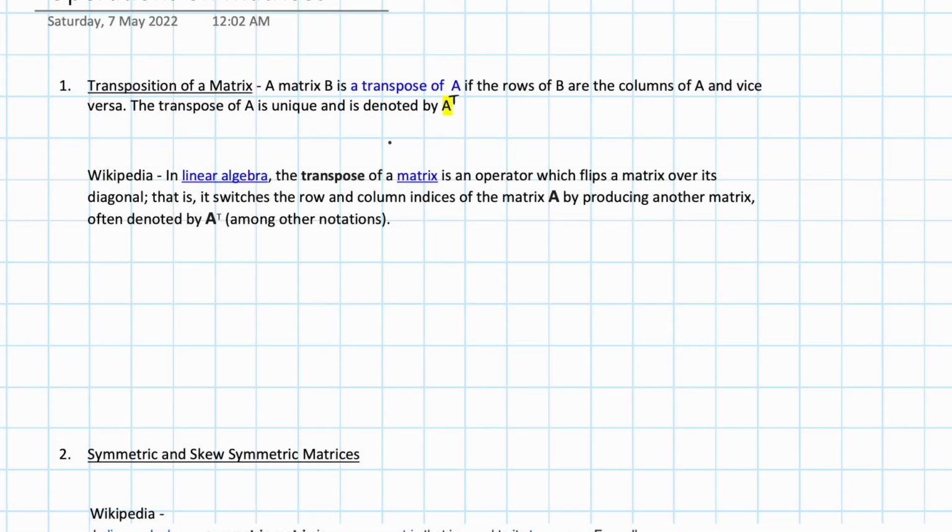Some basic operations in a matrix. First, we'll talk about the transposition of a matrix. Simple definition: a matrix B is a transpose of A if the rows of B are the columns of A and vice versa. The transpose of A is unique and is denoted by A transpose. So let's see what we're talking about here.